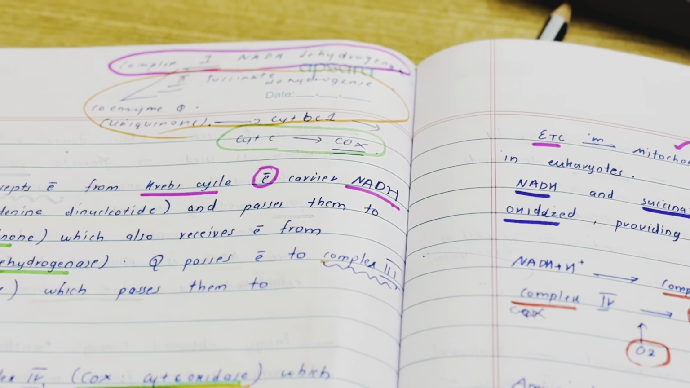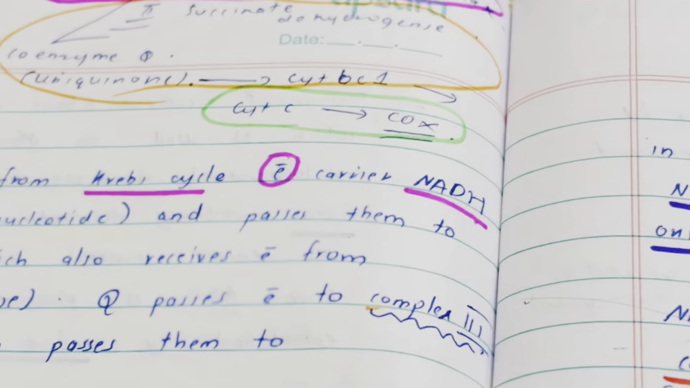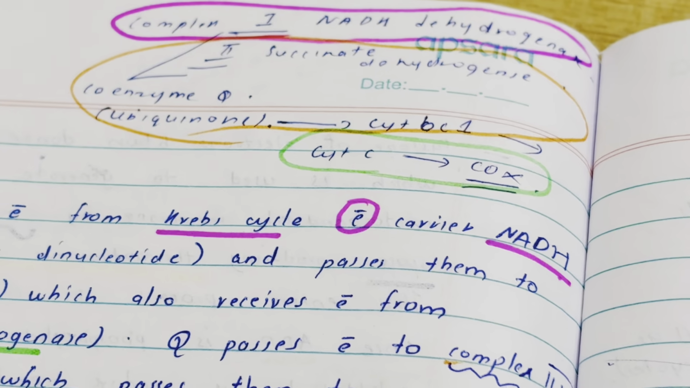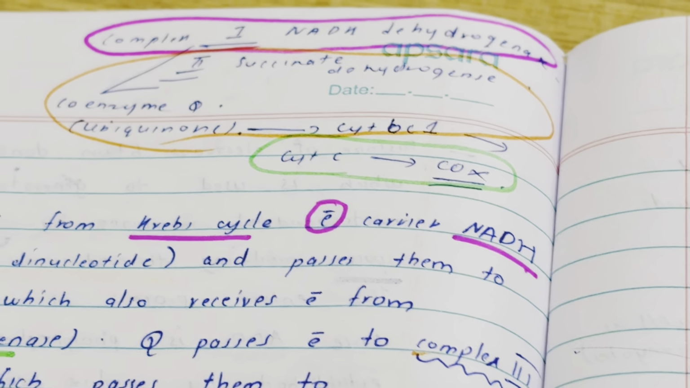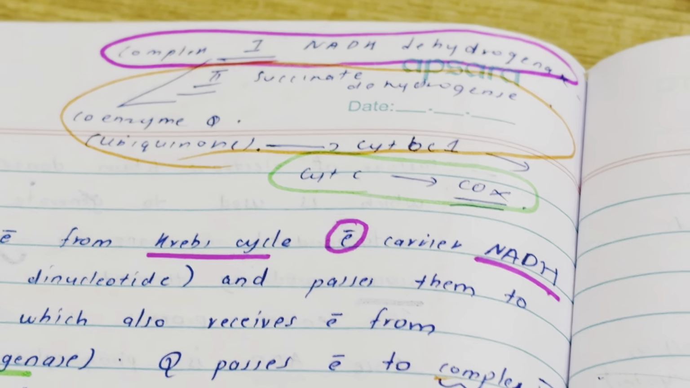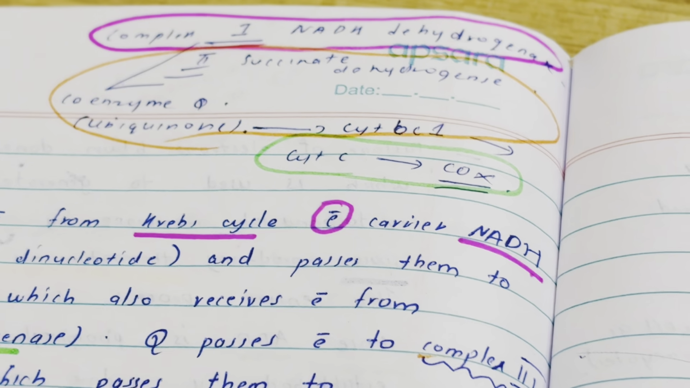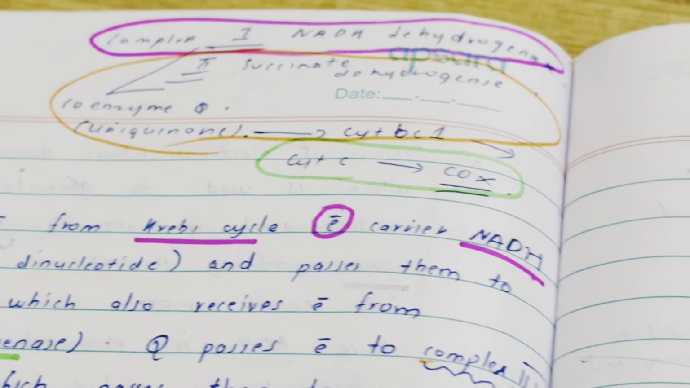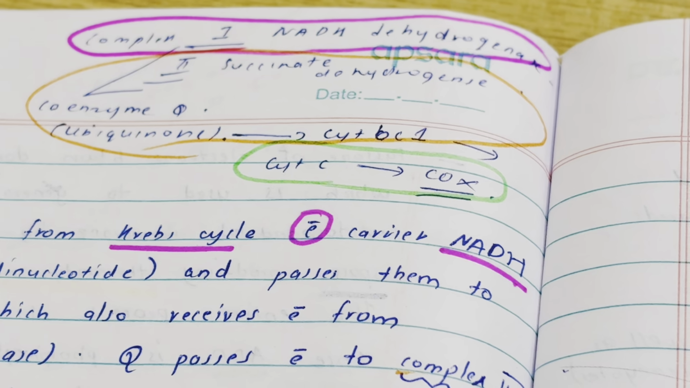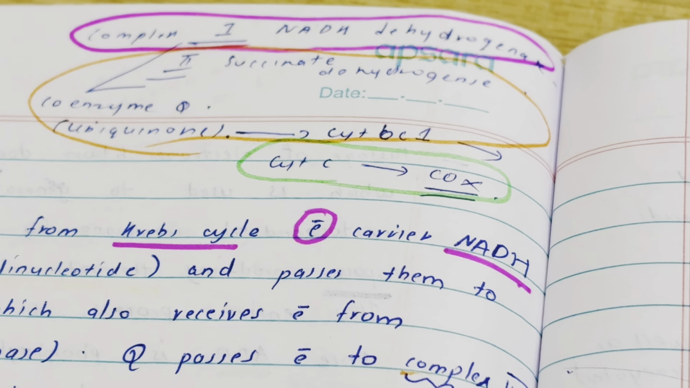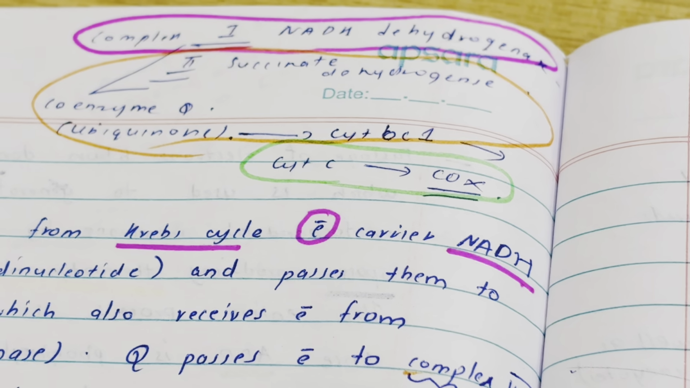The basic thing that we should remember is these complexes. Complex 1 is NADH dehydrogenase, then complex 2 is succinate dehydrogenase, and there is coenzyme ubiquinone to which these two electrons are passed. Then complex 3, which is the cytochrome BC1 complex, then from there to cytochrome C, then from cytochrome C to cytochrome C oxidase. From cytochrome C oxidase, the electron along with protons will reduce oxygen to produce water.